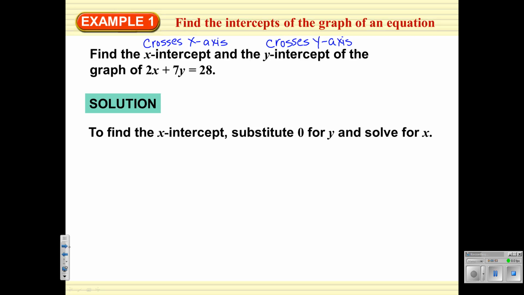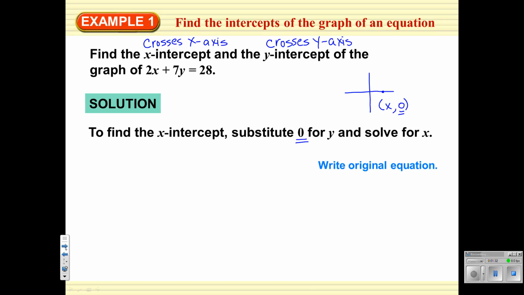So our solution to this would be to find the x-intercept. You're going to substitute 0 for y and solve for x. Now let's think about that. If we are looking for the x-intercept, that means it sits on the x-axis. So a point that sits on the x-axis would have an x-coordinate, but it would have a 0 for a y-coordinate because it doesn't go up or down at all. This is why we substitute in 0 for our y to find what the x value is when y equals 0.